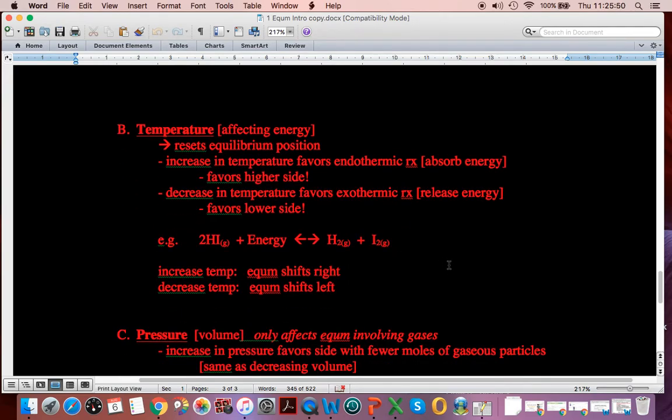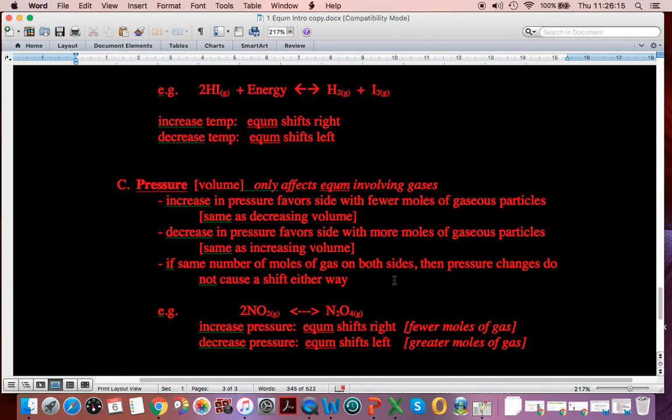Temperature: if we increase the temperature, it favors the endothermic direction, which is absorbing energy. If we cool an equilibrium system, it favors the exothermic direction, whichever way that is. When we look at this situation here with the HI and the energy, we see the forward is endothermic, so increasing the temperature will shift it right, and decreasing temperature will shift it left.